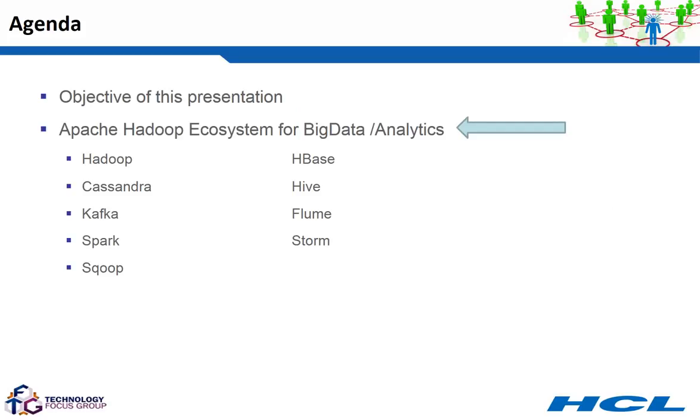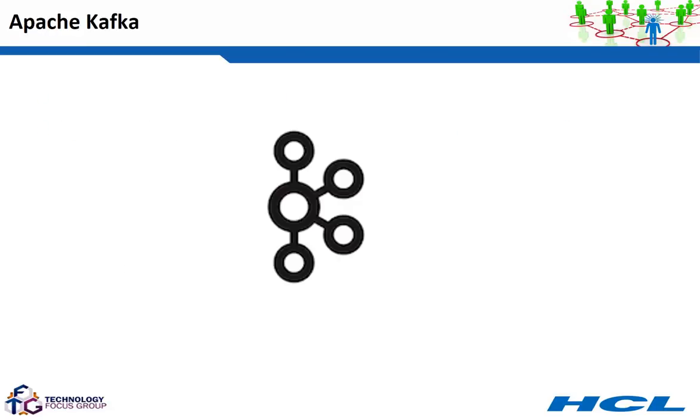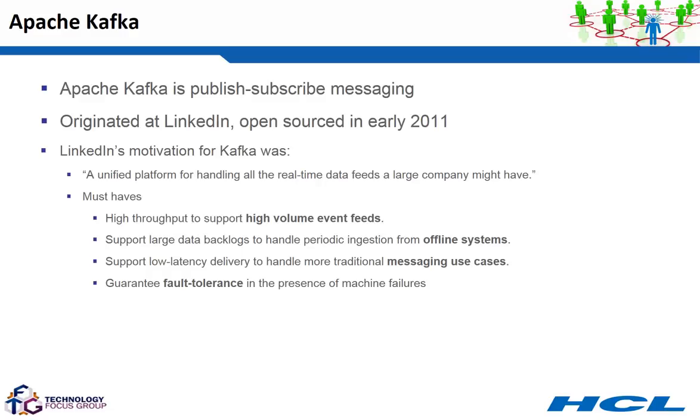In the first part we discussed Hadoop, HBase, Cassandra, and Hive. This part will start with Apache Kafka. Apache Kafka is basically a publish-subscribe messaging system. We all know different messaging systems like ActiveMQ, WebSphere MQ, Sonic, and others. Kafka is also a messaging system, based on the publish-subscribe or pub-sub model of messaging.